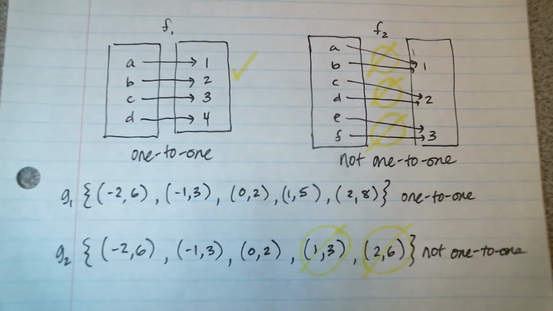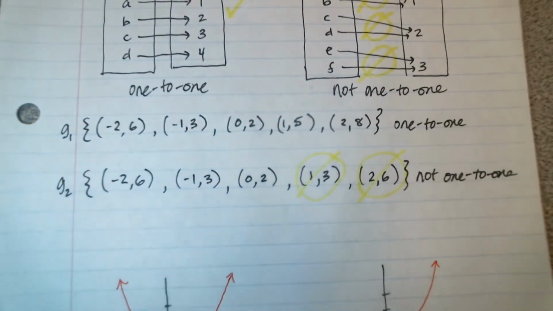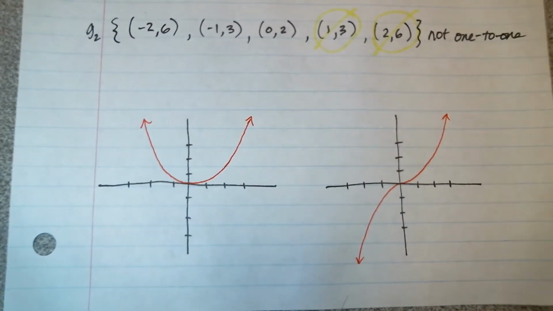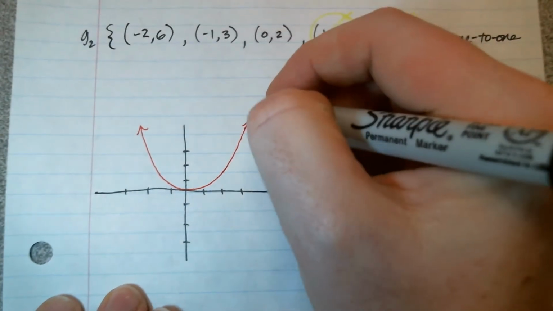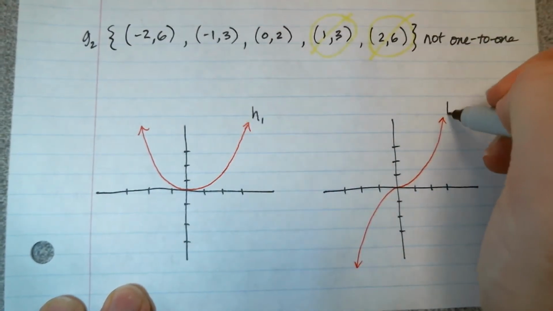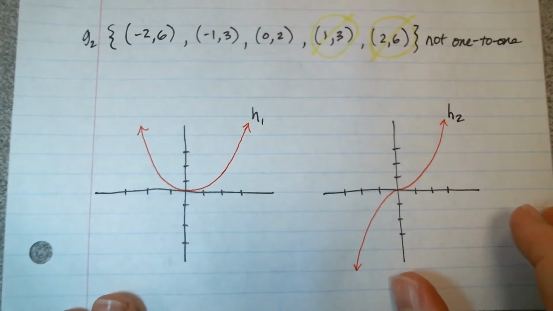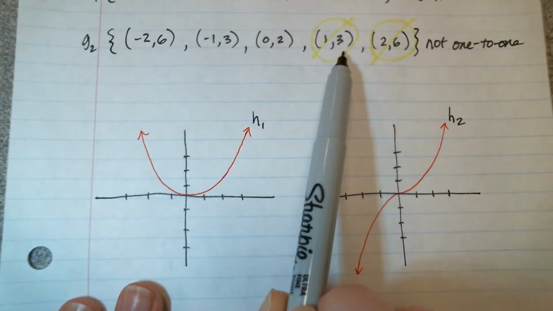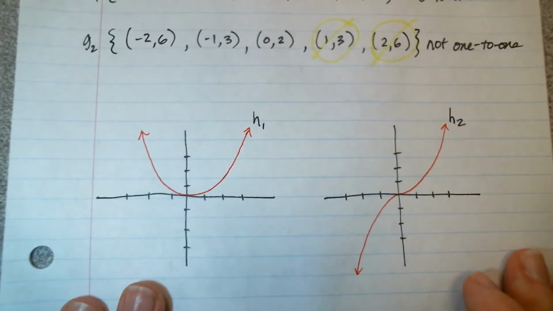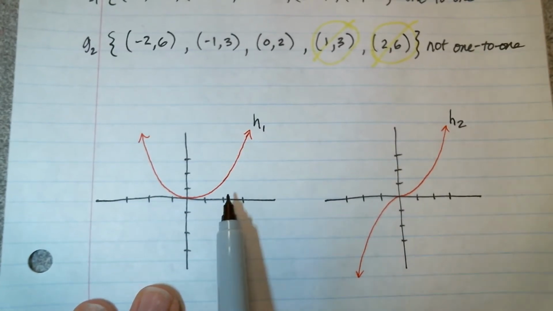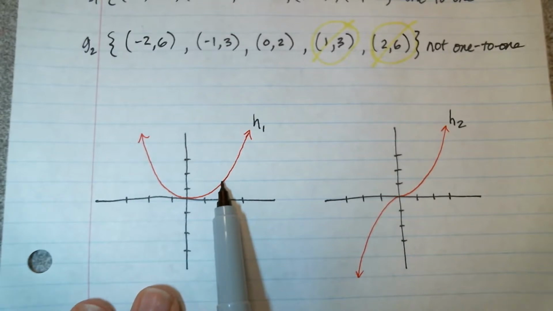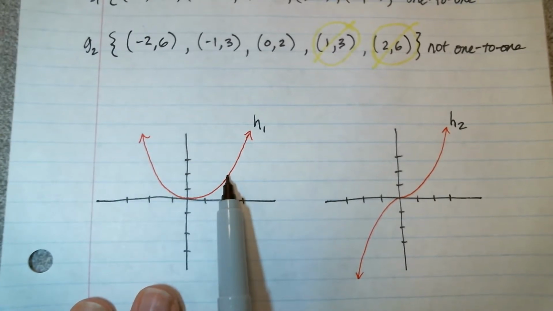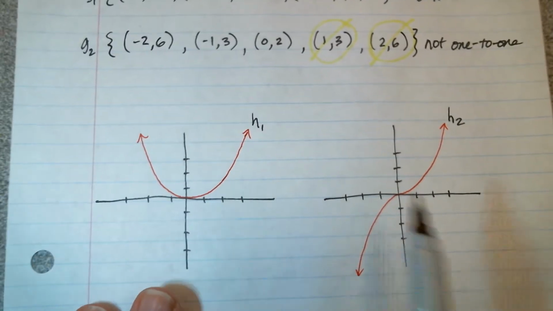So another way we could represent a function is by using a graph. So I have two more examples here. Let's say we have functions h1 and h2. So I want to use the same idea as up here, right? I don't want repeated y coordinates. I need each x to go to one y in order to be a function, and I need each y to come from one x in order to be one-to-one.